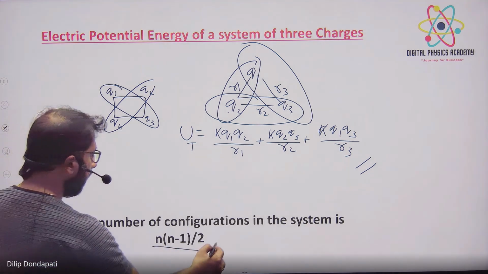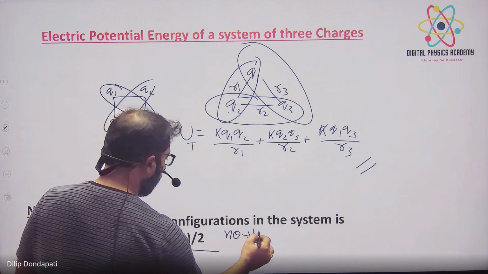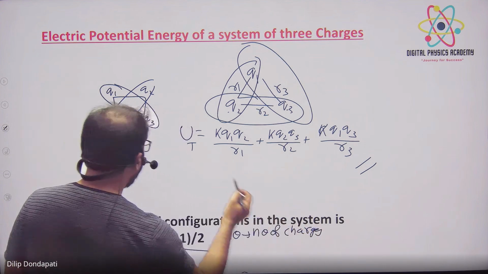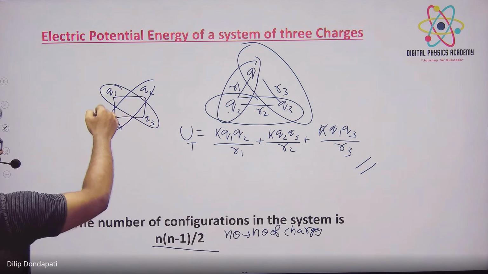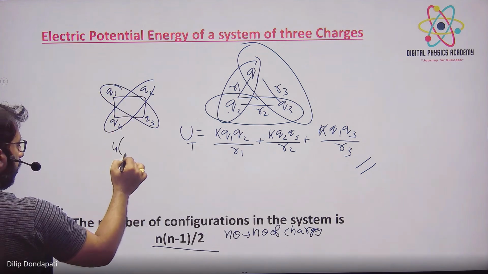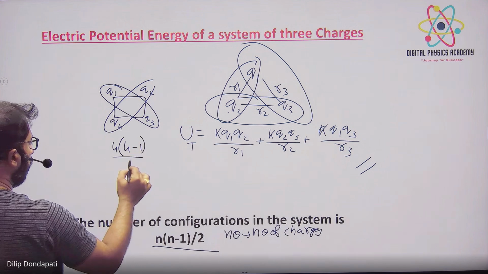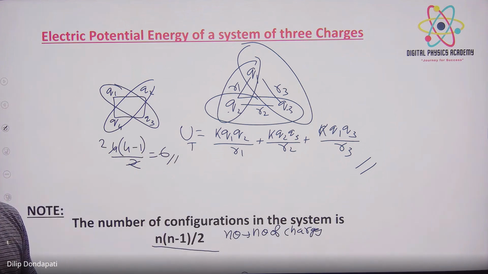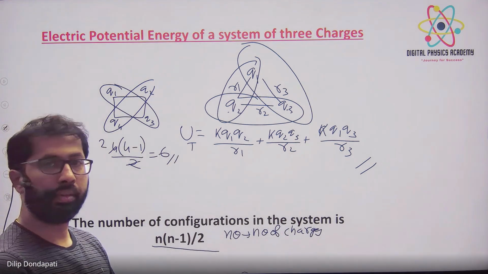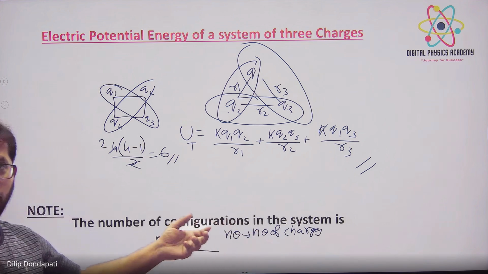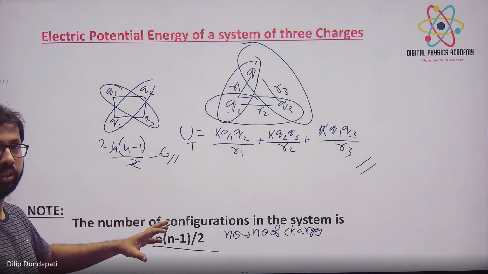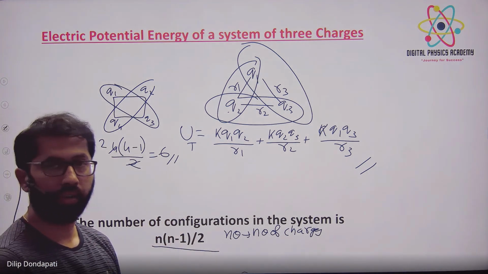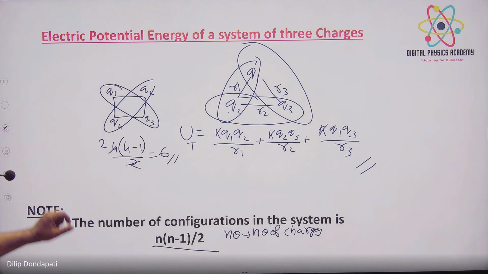N is the number of charges. Now here how many charges are there? 4 charges are there. Substitute N as 4: 4 into 4 minus 1 by 2. So 2 fours are 8, and 2 into 3 is 6 configurations. Then you won't miss any. It can be complicated, like a hexagon or octagon, but then finding the number of configurations will not be difficult. N into N minus 1 by 2 is the formula. Okay, so any questions?